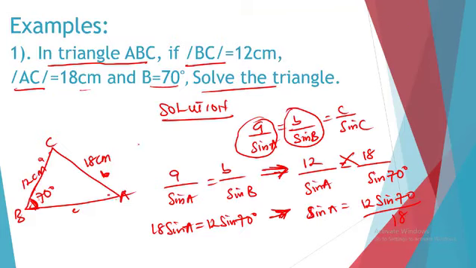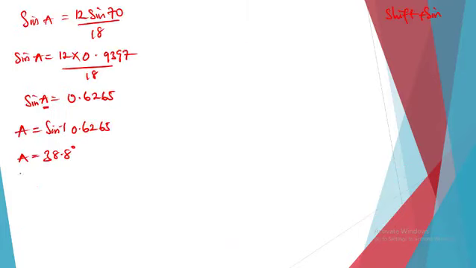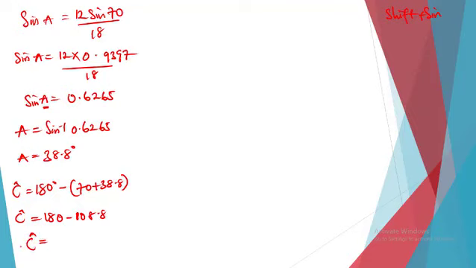So we've gotten A to be 38.8 degrees. It's now left for C, and the total angle in this triangle is 180. Is that correct? So to find the angle at C, we have 180 minus (70 plus 38.8). Angle at C is equal to 180 minus 108.8, which will give us 71.2 degrees. That's the angle at C.